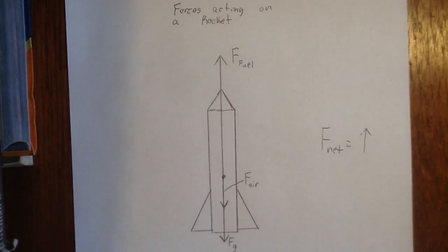Our first example of explaining Newton's third law is by using a rocket.